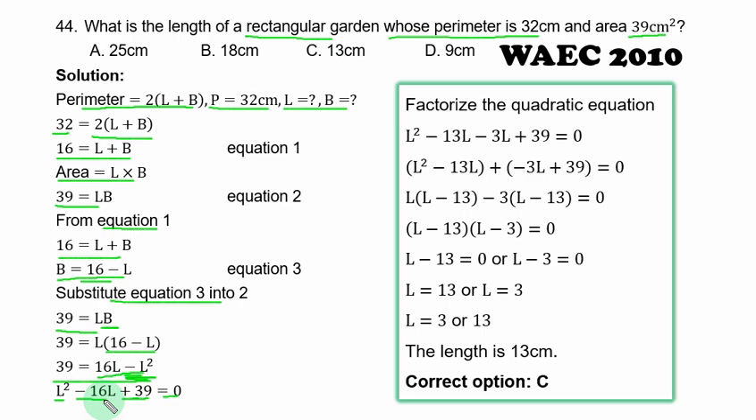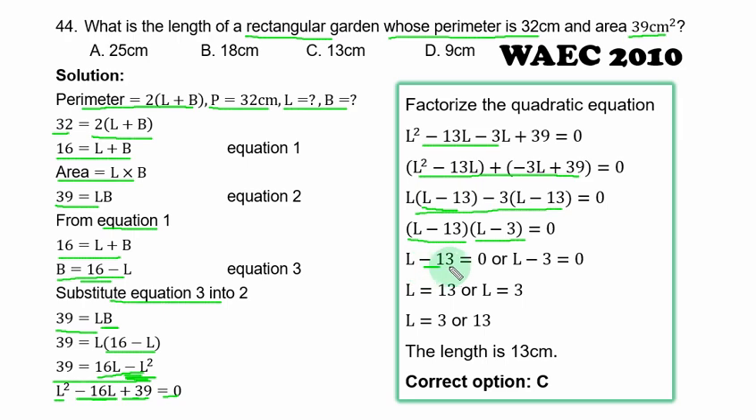You express them in terms of L and replace the middle term with them in this form. You now have 4 terms. You group them in twos in this form. From each group, factor out the common factor. At this point, you see that L minus 13 is common. When you factor it out again, you have L minus 3 that will combine to form the other factor.